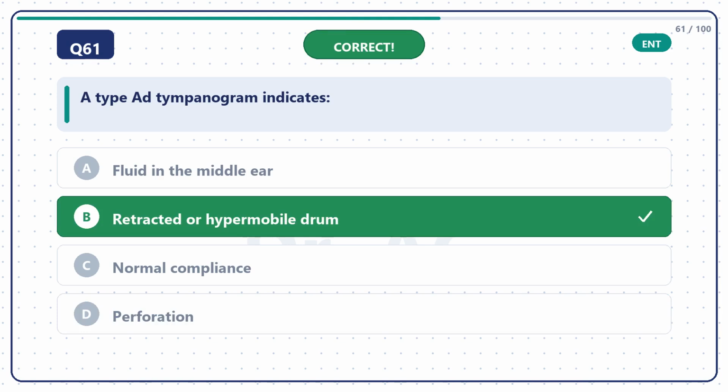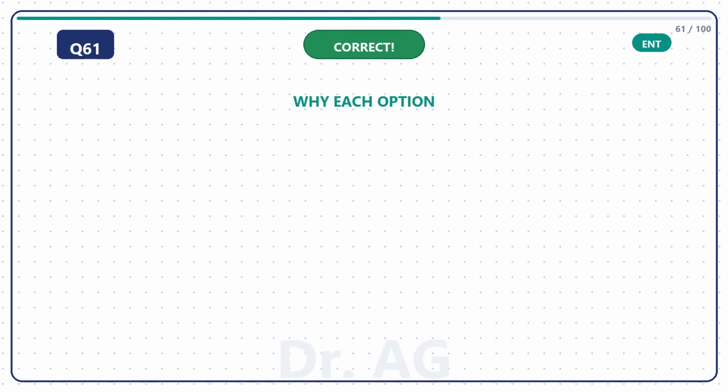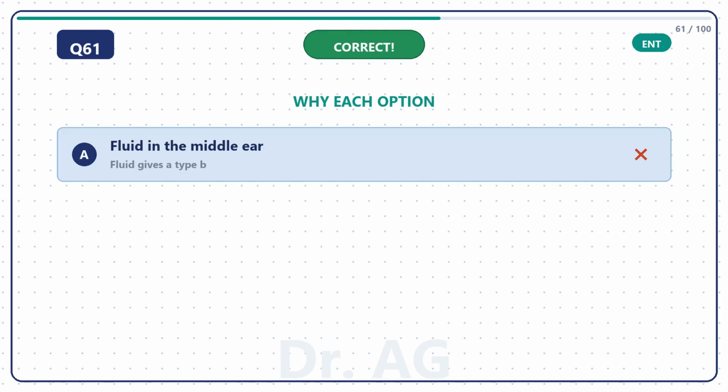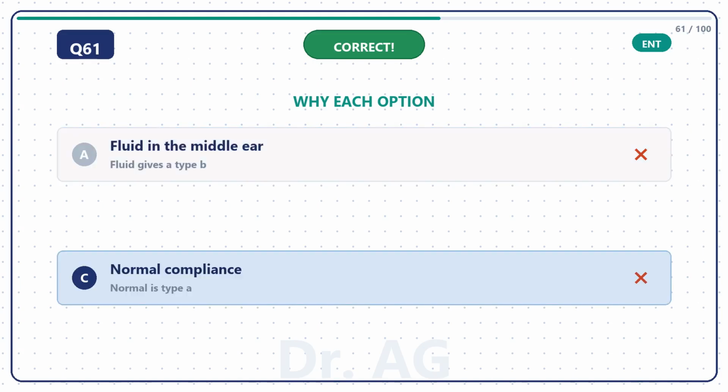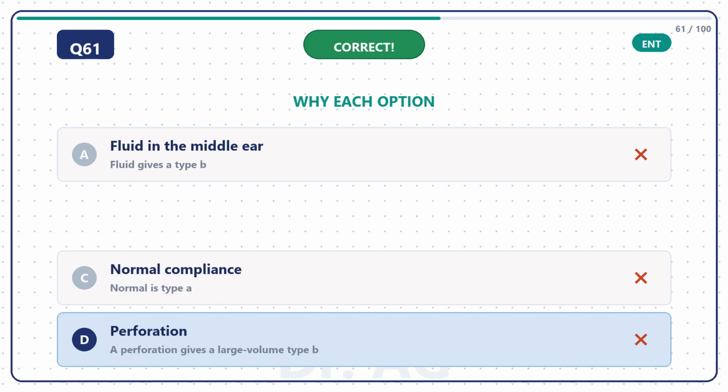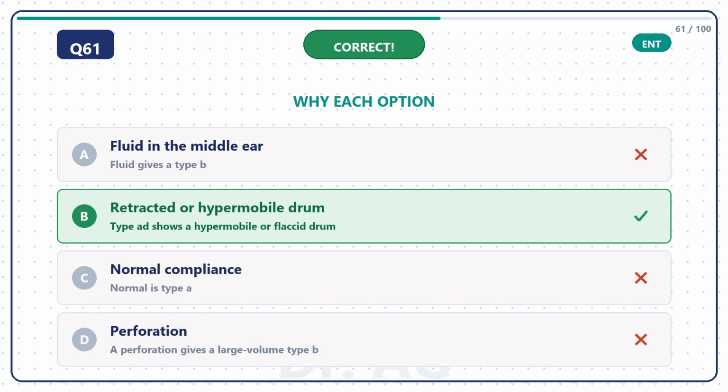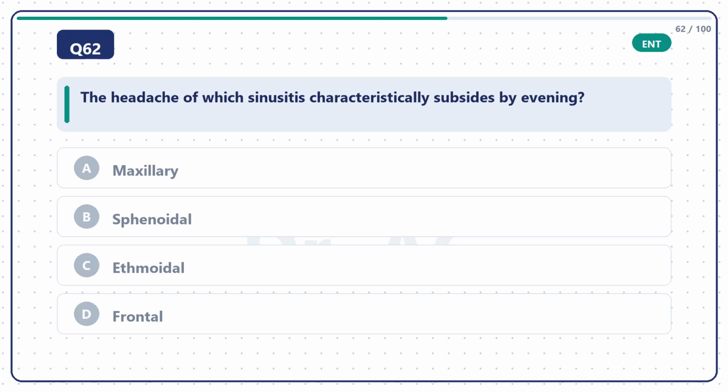Retracted or hypermobile drum. Let's go through the options. Fluid in the middle ear. Fluid gives a type B. Normal compliance. Normal is type A. Perforation. A perforation gives a large volume type B. And the correct answer is retracted or hypermobile drum. Type AD shows a hypermobile or flaccid drum. So, the right answer is option B. Retracted or hypermobile drum.